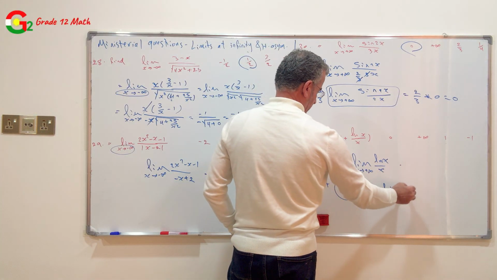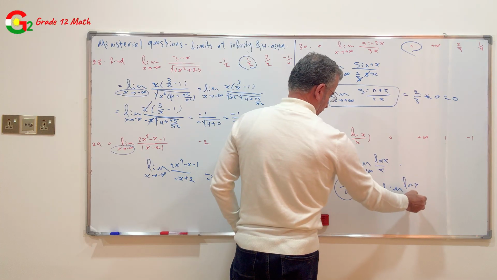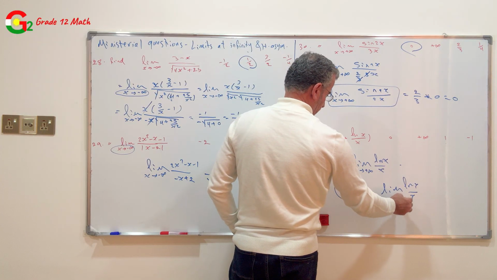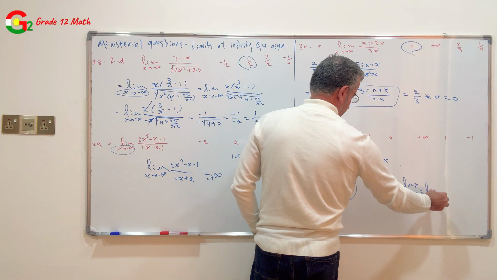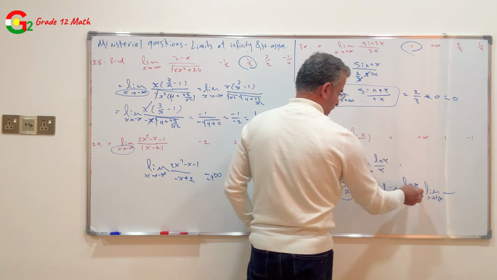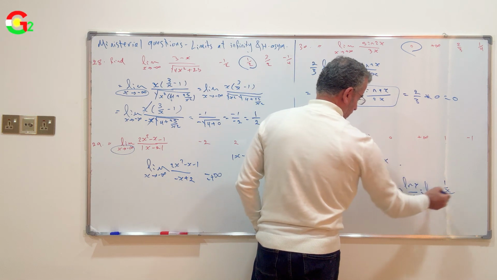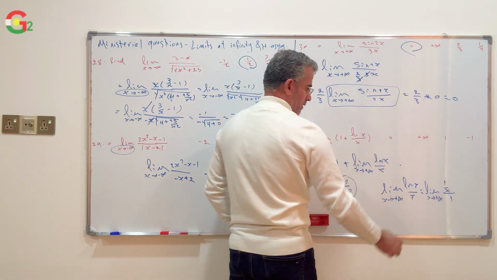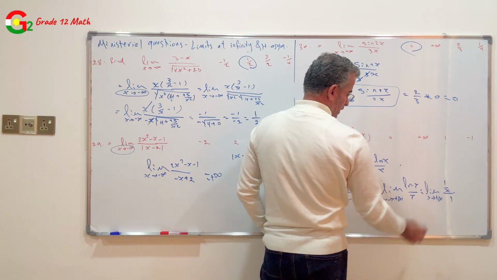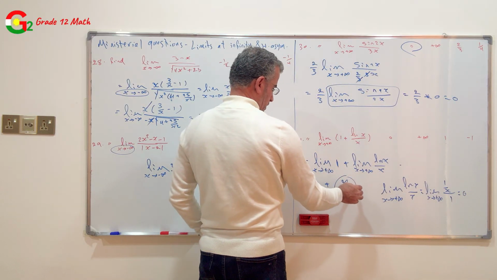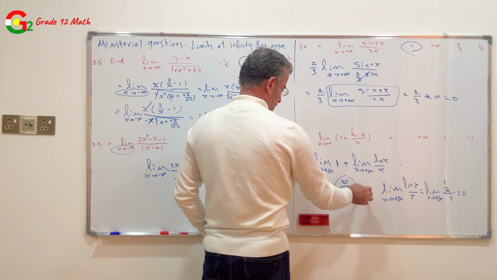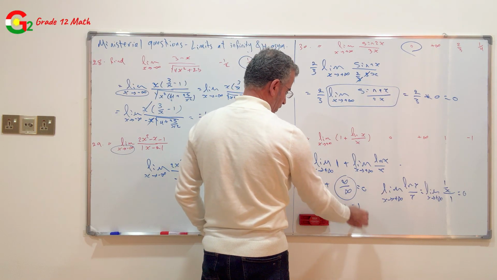limit ln x over x when x approach to positive infinity equal to limit x approach to positive infinity, differentiate ln x, 1 over x, differentiate x, 1, substitute every x with infinity, 1 over infinity 0. Therefore, this limit equal 0, 1 plus 0 equal 1.